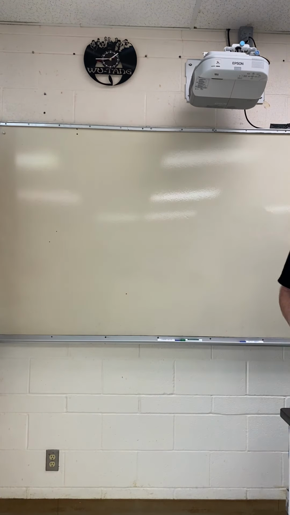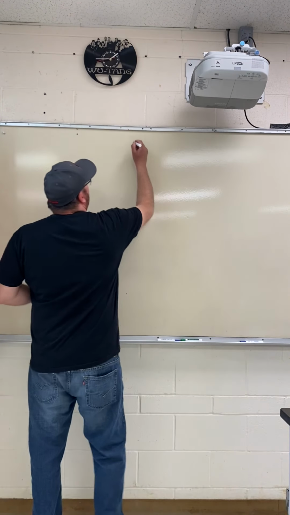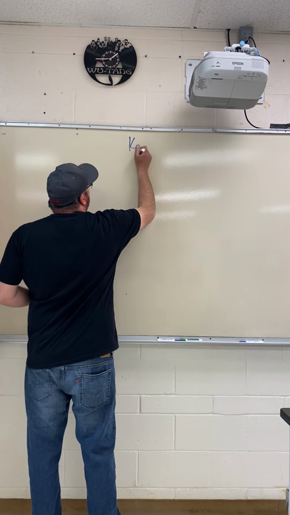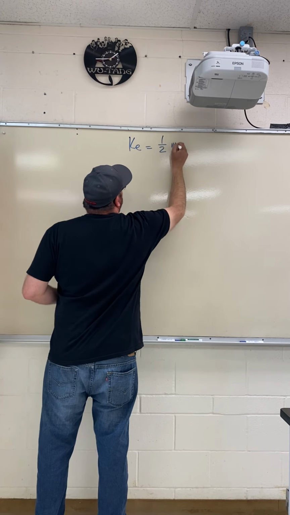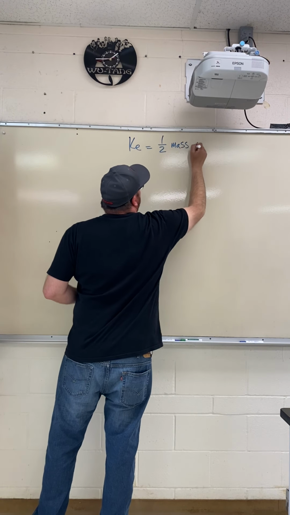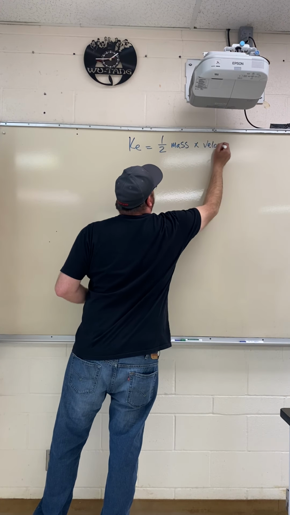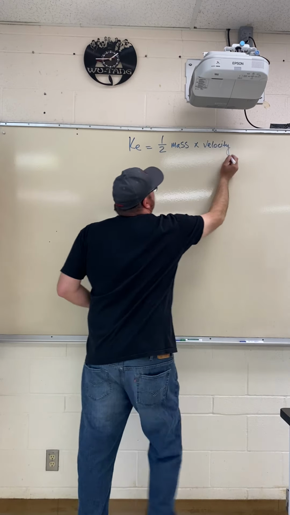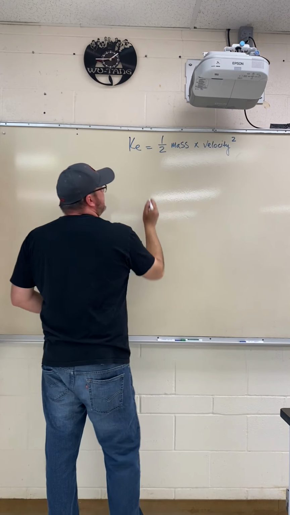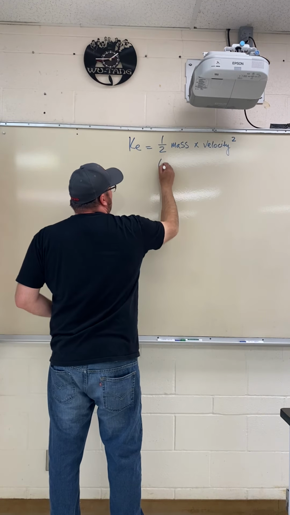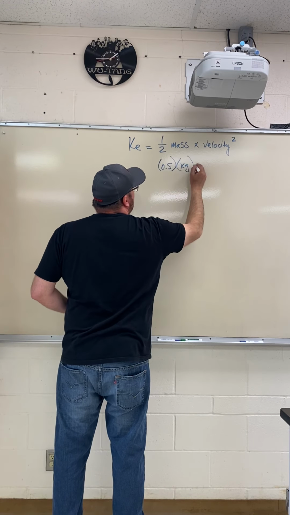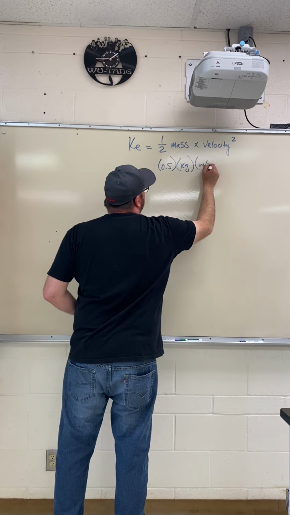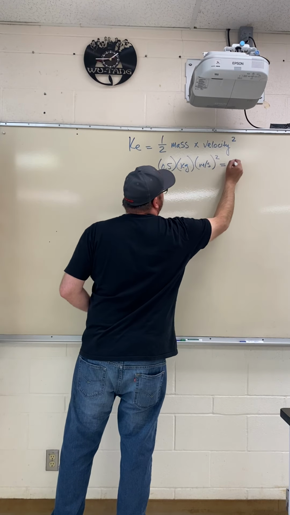So here's our formula for kinetic energy. KE is equal to 1/2 mass times velocity squared. So the way I put this in my calculator is like this. I go 0.5 times what I have in kilograms times my meters per second squared. And my answer is going to come out in joules.